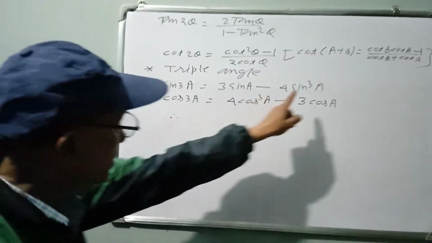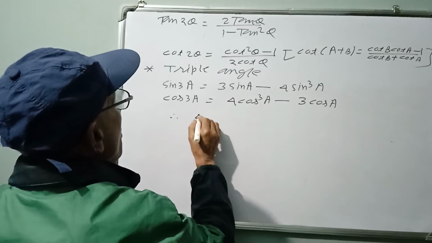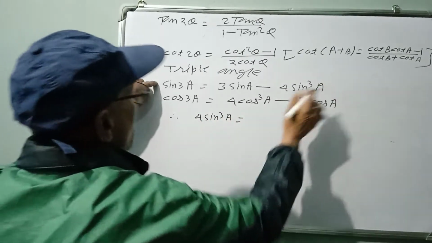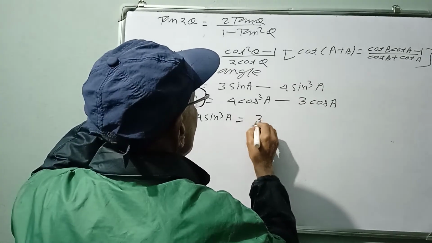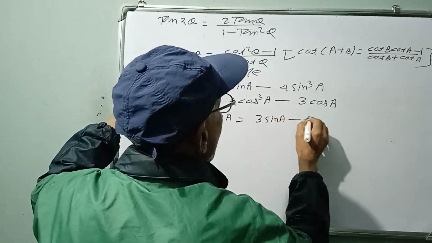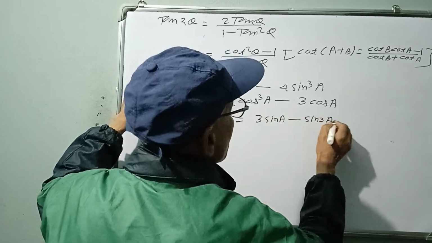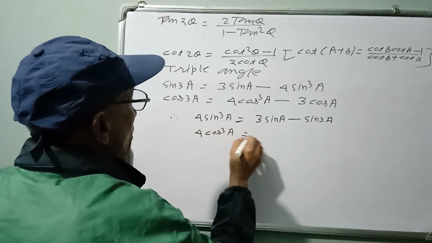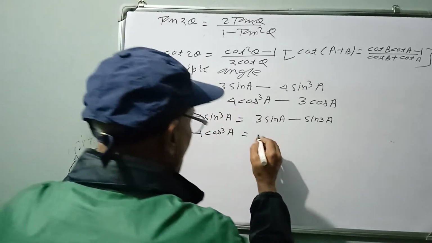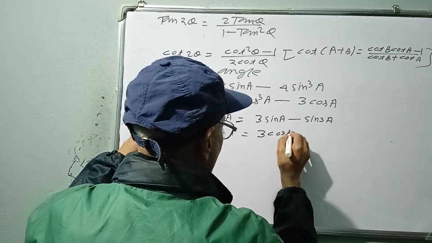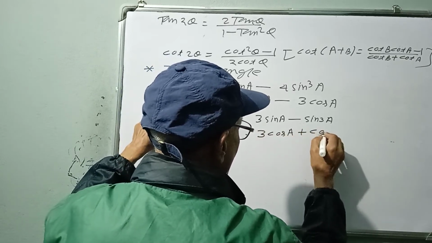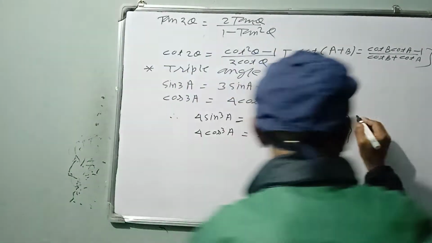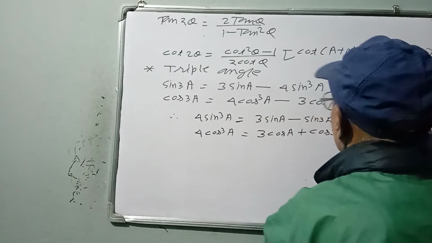Here you can derive another formula. 4 sin cube A equal, left to right transposing, 3 sin A minus sin 3A. Sin thrice A. In the same way, 4 cos cube A equal 3 cos A plus cos 3A. Derived. I have derived the formula for cos 3A.